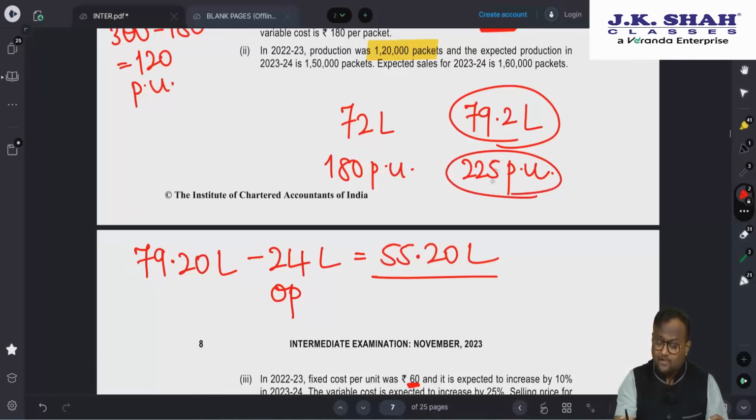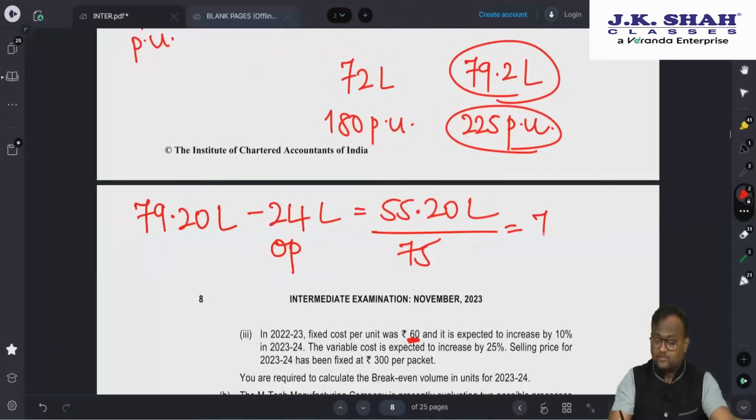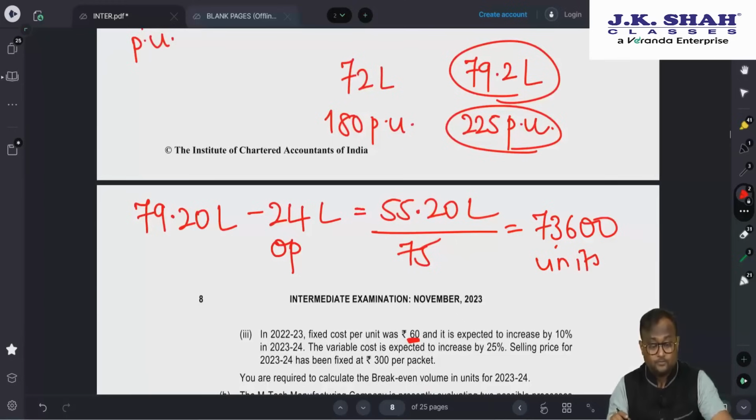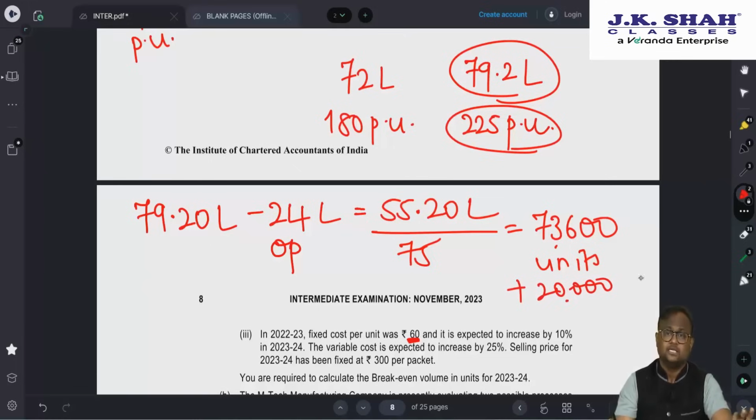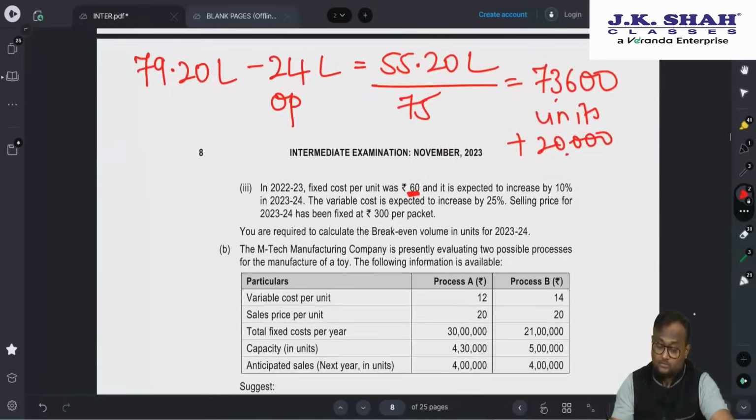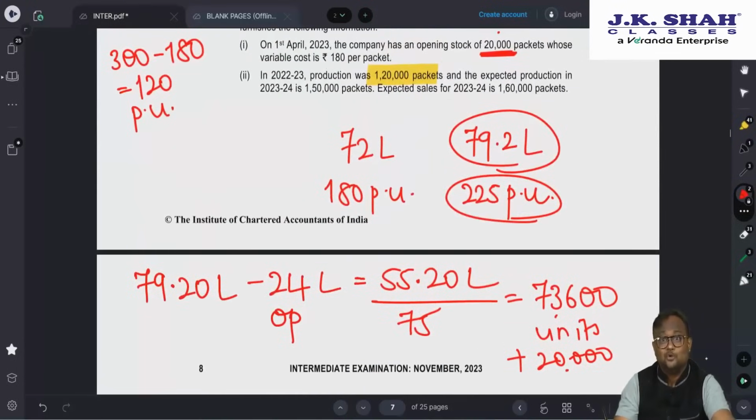Your revised variable cost is 225. So 55,20,000 divided by 75, 73,600 units more need to be produced. So my total break-even volume will be 73,600 plus 20,000 opening. 93,600 is my break-even quantity, but I will have to produce 73,600 fresh. Are you getting me? This is what they have asked. And done. It's over. You understood this?